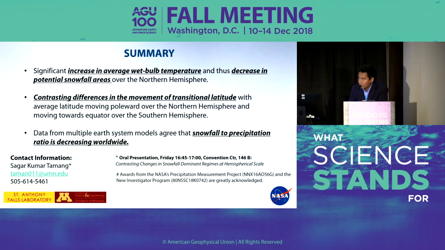And we further found that the data from 3 different Earth system models agree that the snowfall to precipitation ratio is decreasing worldwide. I also have included my contact information here on the slide, and I have an oral presentation on Friday at 4:45 if you'd like to know more about this.